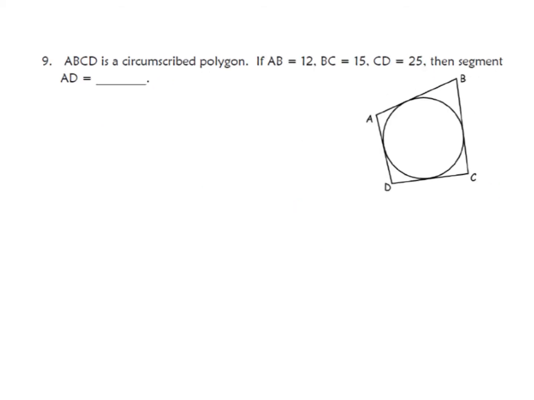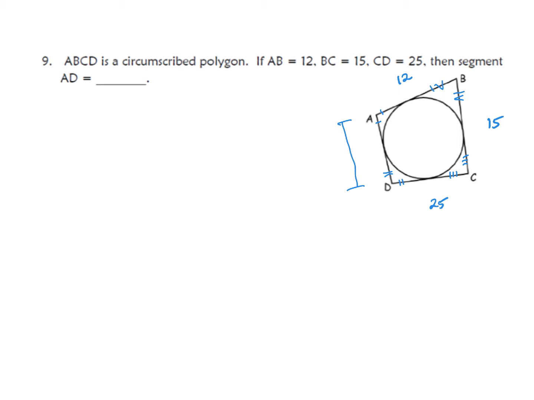Okay, number 9 is a bit of a guess and check, but it's kind of hard to be wrong on this as long as you follow the rules. So ABCD is a circumscribed polygon. If AB is equal to 12, so that whole side length is 12, BC is 15, and CD is 25, I want to know the length of AD. Keep in mind here, we have congruent segments. If I keep those congruent segments, I can almost choose anything, and I'll end up with the correct answer.